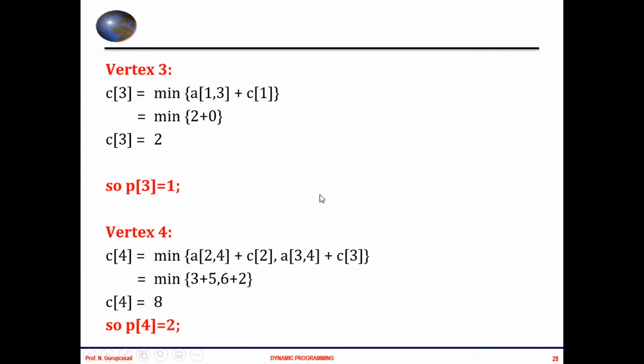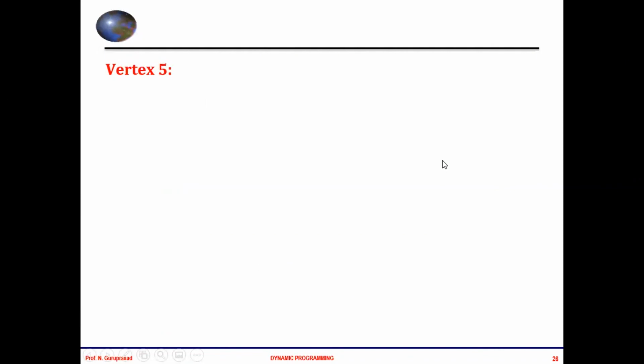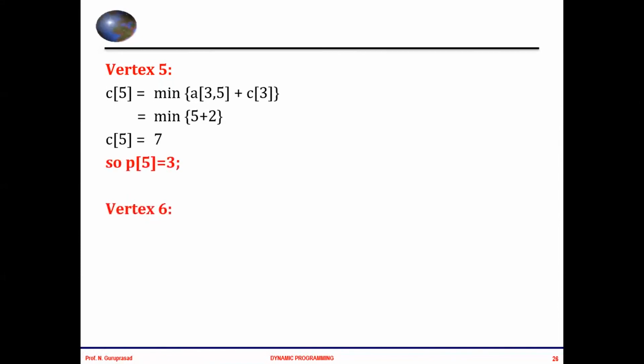So have a look, all of you. Here C of 4 minimum is 8, which occurs 2 times. So you have vertex 2 and 3. So we have taken the lower vertex. Please tell me vertex 5 similarly. Yes, you're right. Absolutely right. C of 5 is 7 and P of 5 is 3. So please go ahead with, yeah, Suhas, you're right. Please go with vertex 6.